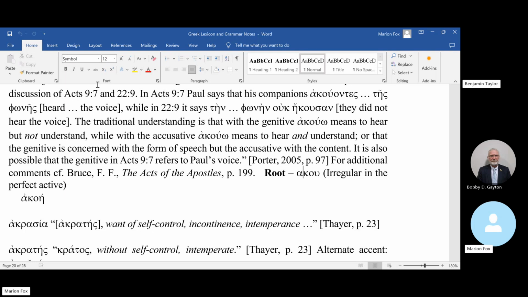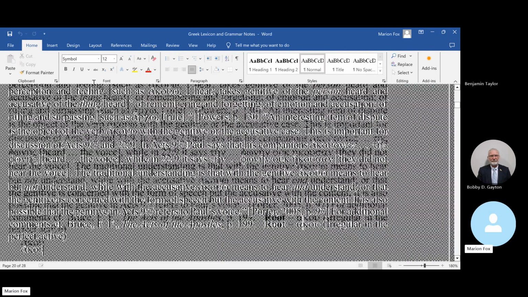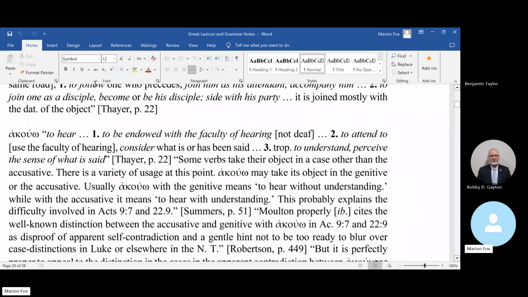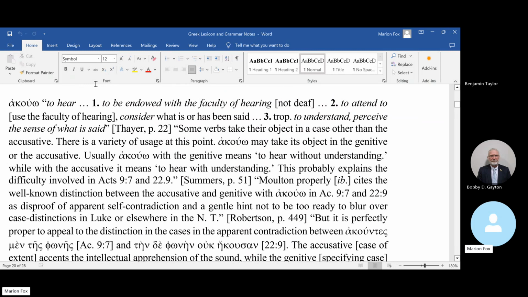I'm sorry, I was just looking at what I could see and I forgot to change it over for you. I have a lot of information about Akouo. It's a very interesting thing. Let me digress just for a minute on this. Akouo can take an object in the accusative case or the genitive case, either one. Whenever it takes them in the different cases, one time with the genitive it's to hear without understanding, with the accusative is to hear with understanding. Okay?